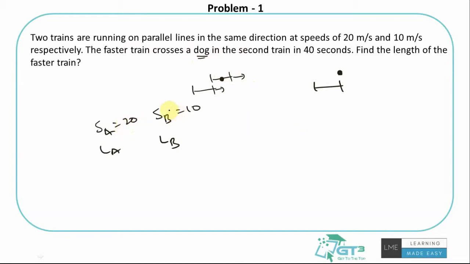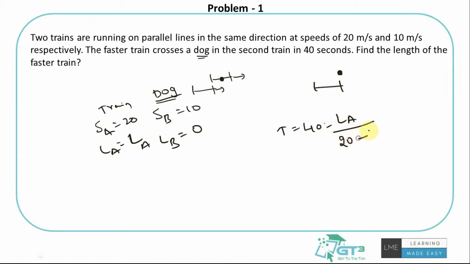The dog is a point object moving at a speed of 10 with length 0. The speed of the train is 20 and the length of the train is unknown. I need to find that. The time taken to cross is 40 seconds, which is length of train by 20 minus 10, because both of them are moving in the same direction. So the length is 20 minus 10 is 10, into 40, is 400 meters.